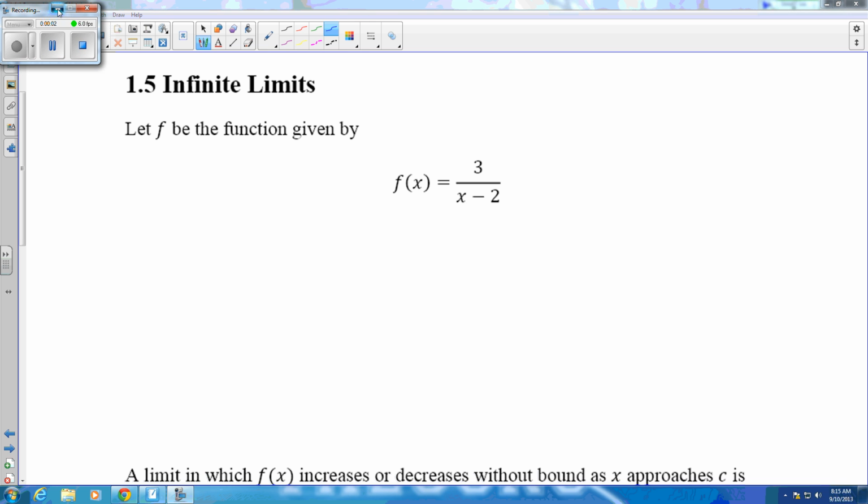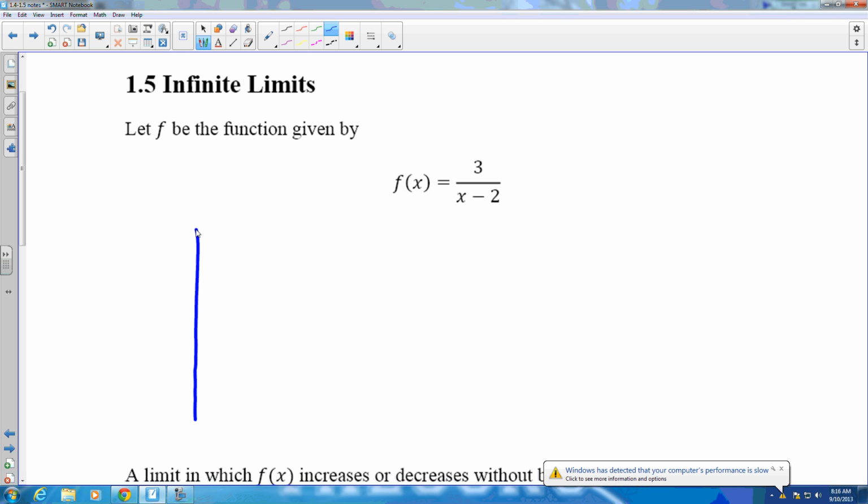Alright, our last section in chapter 1 is 1.5, infinite limits. Before, when we had limits that approached an unbounded number, we would say that those limits didn't exist, and today we are changing that and saying that these are becoming infinite limits. Just for a little bit of reminder, here's our first example.